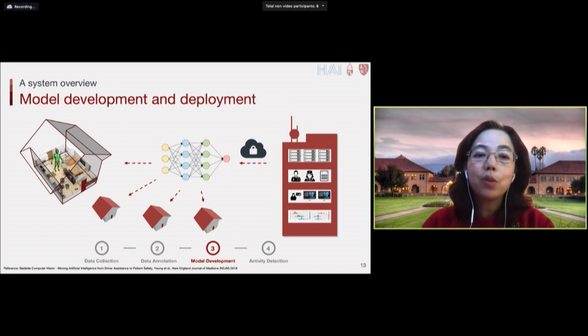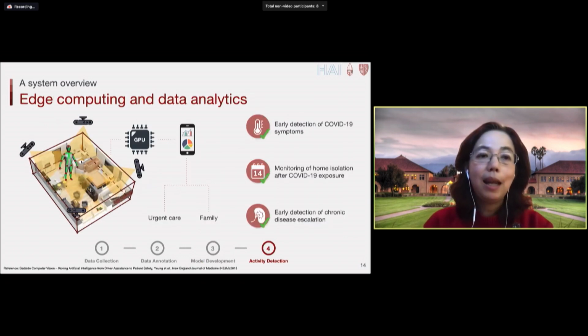Then AI models are trained to recognize clinically relevant patterns, including respiratory, sleep, dietary, and other behaviors. These AI models can then be installed on the edge devices themselves, so that in deployment time, data no longer has to leave the house. Last step is to set up a way to communicate the smart sensors' detection results to caretakers and families. This is a quick summary of how this technology works.